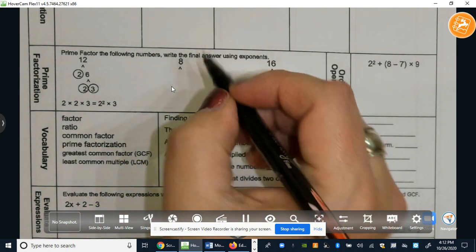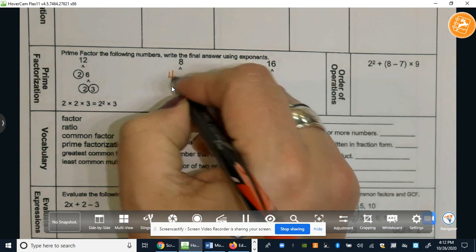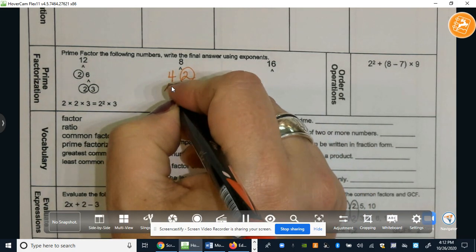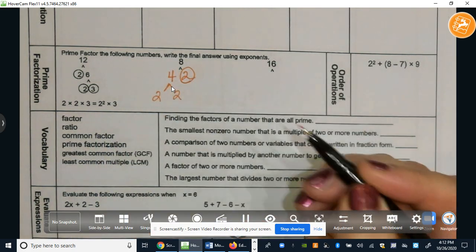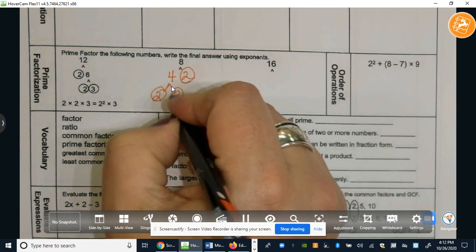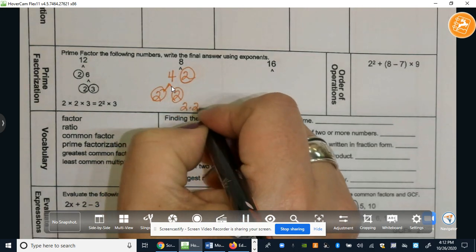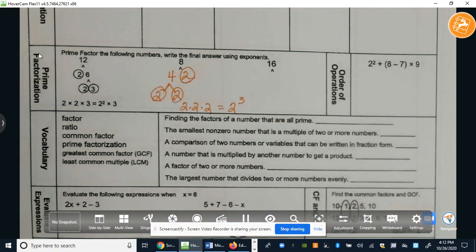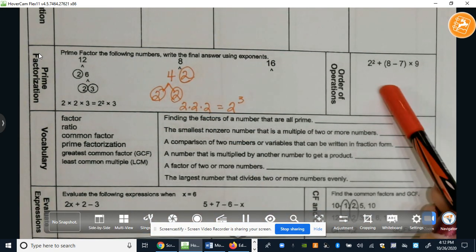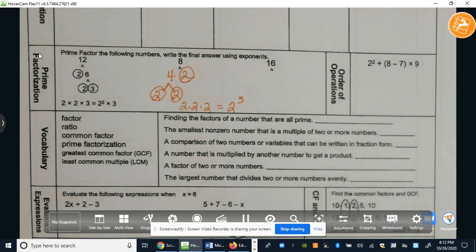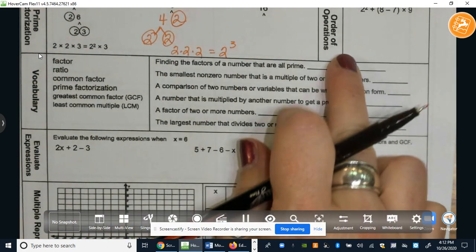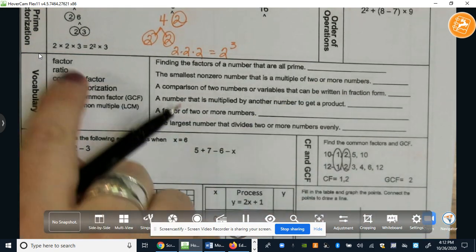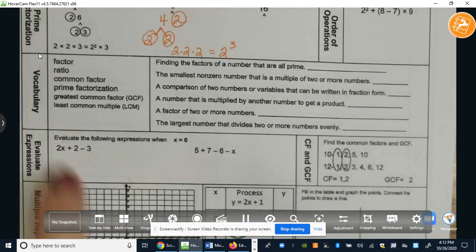So if I look at number 8, 8 can be broken down into 4 times 2. 2 is prime, so I'm going to circle that. I break 4 down into 2 times 2. I circle those. Then I have 2 times 2 times 2, which is equal to 2 cubed. Here's your one order of operations question that they're going to give you. Then you have your vocabulary. All this was from last Builder 8, the same words.